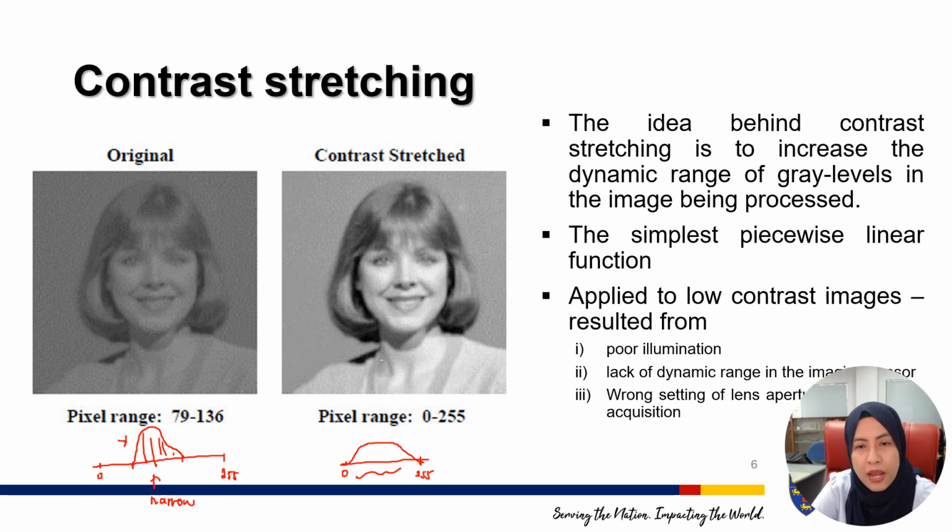You can apply contrast stretching if you have an image that is poor in terms of illumination and lacks dynamic range due to the wrong setting of the lens aperture when you acquire the image. Let's say you have a DSLR, you can adjust the aperture. But if you set the aperture wrongly, you will get an image that is low contrast, where it does not cover the whole dynamic range of the sensor available in the camera to capture the image.